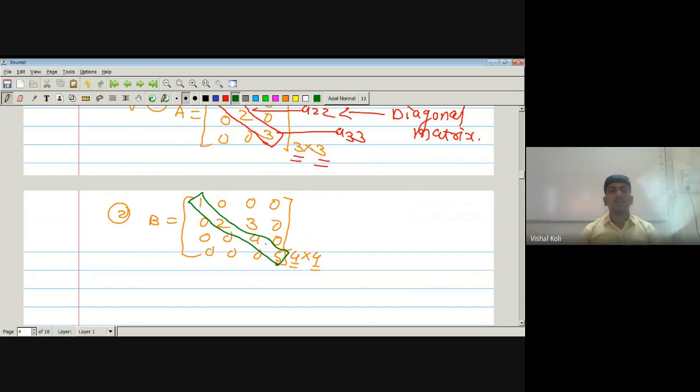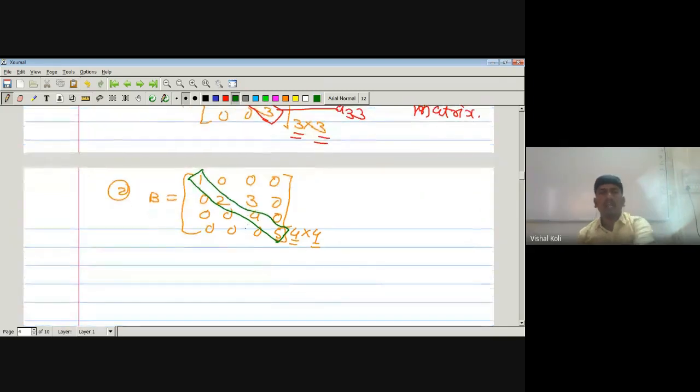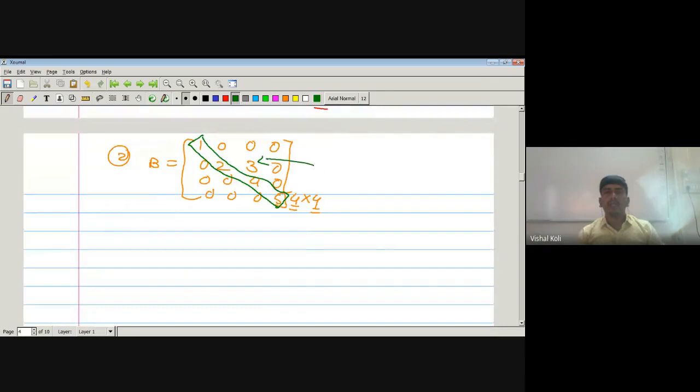That is, 1, 2, 4, 5 are the elements on the diagonal line, but there exists one element 3 which is not equal to 0. That is, the element of the second row and third column, 3, is not equal to 0. By the definition of a diagonal matrix, as there exists one element which is not equal to 0 and which is a non-diagonal element, this matrix is not a diagonal matrix.